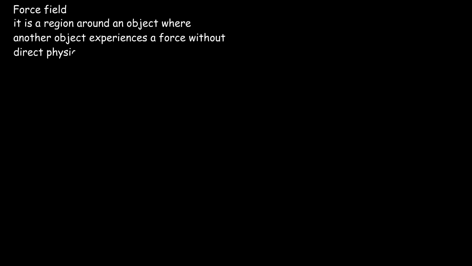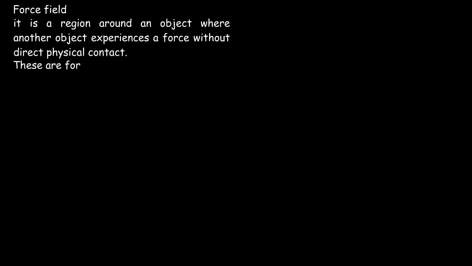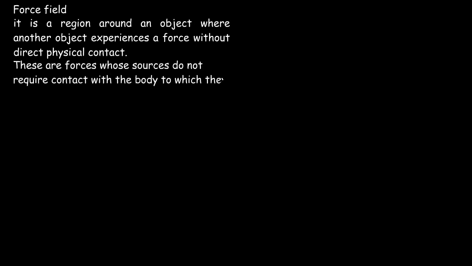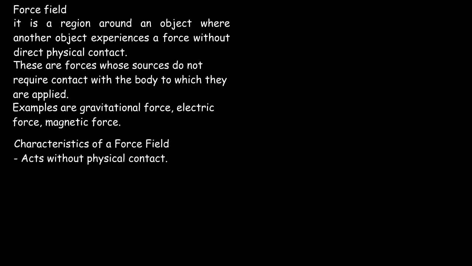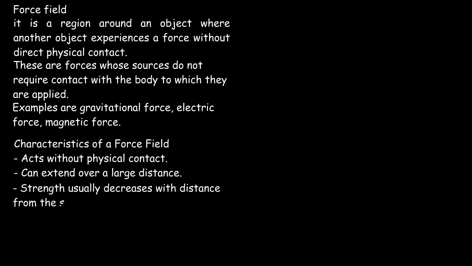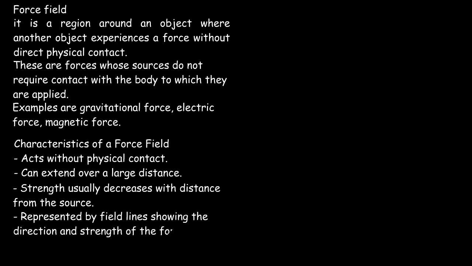Force field. It is a region around an object where another object experiences a force without direct physical contact. These are forces whose sources do not require contact with the body to which they are applied. Examples are gravitational force, electric force and magnetic force. Characteristics of a force field. It acts without physical contact, can extend over a large distance. Strength usually decreases with distance from the source, represented by a field line showing the direction and strength of the force.